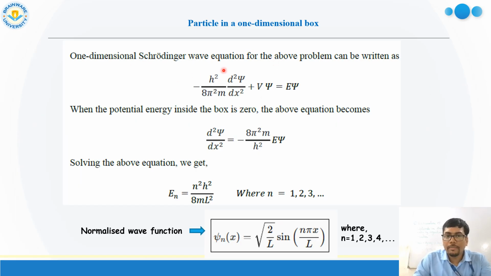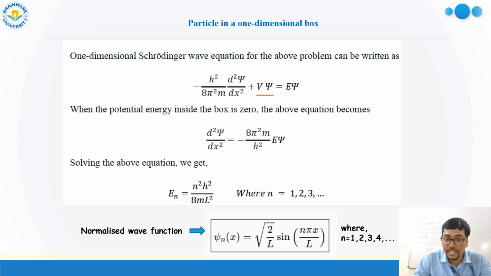So this is the one-dimensional Schrodinger wave equation: minus h square by 8 pi square m d square psi dx square plus V psi equals E psi. Here V is the potential energy, E is the total energy, and the other terms you already know. According to this particular box problem, as inside the box the potential energy is 0, the V psi term will vanish, so we can directly write d square psi dx square equals minus 8 pi square m by h square E psi.